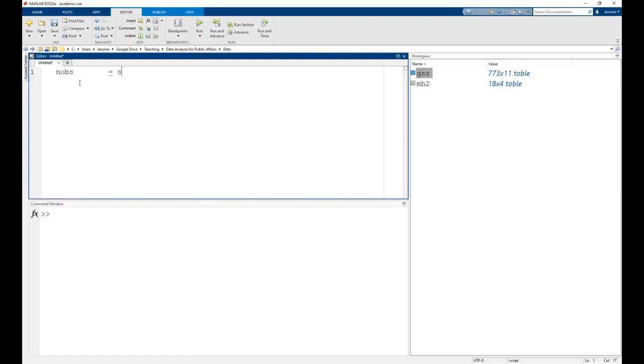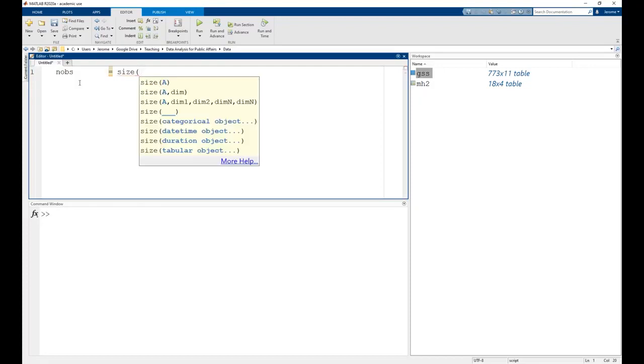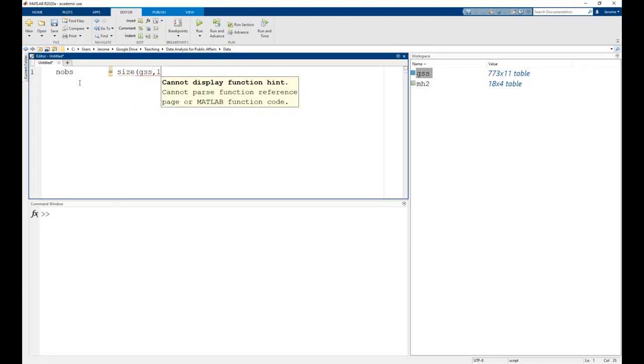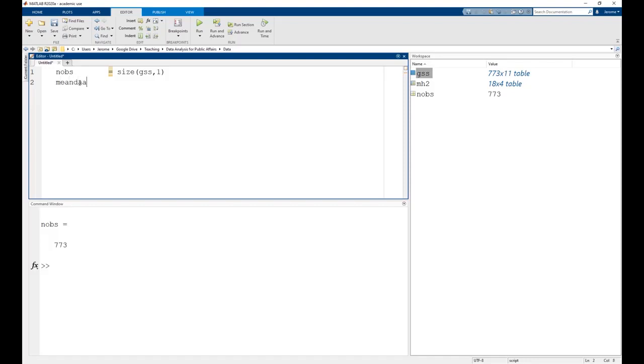So determining the number of observations, you type in size, GSS, 1, and you find that there are 773 observations. Then you calculate the mean of the data by using the function mean. Note that here you have to specify that you're interested in the vote. And you find that 67% voted during the last election.